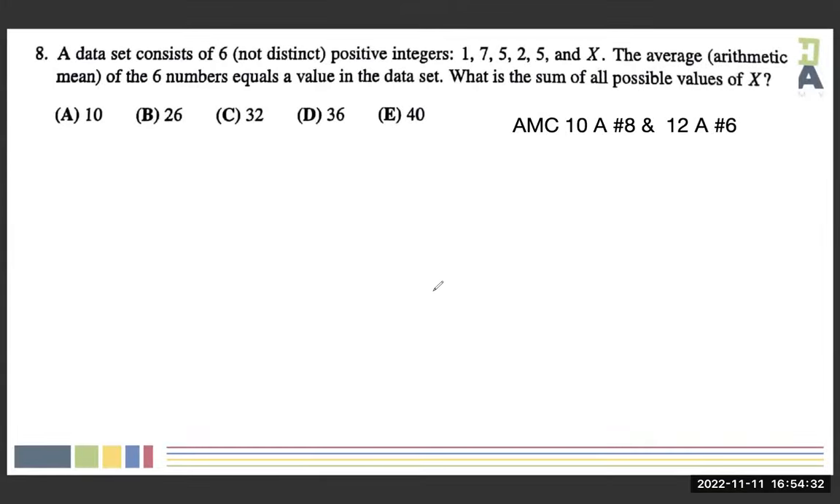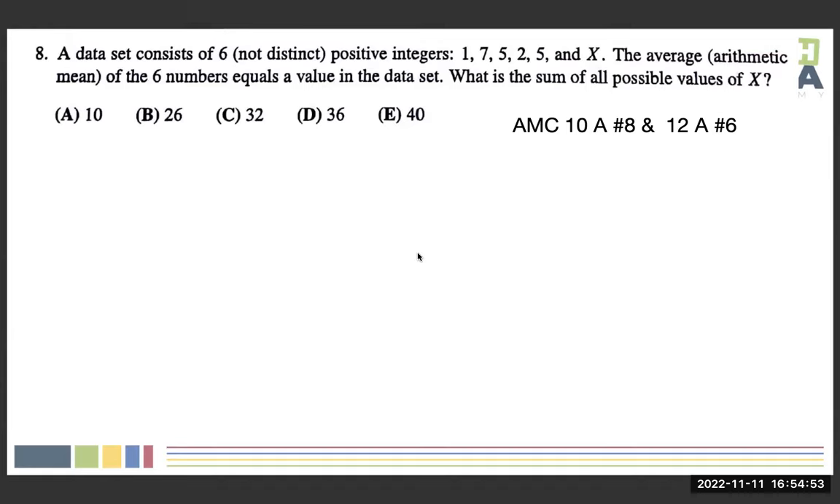All right, this is AMC 10A problem 8 and 12A problem 6. The data set consists of 6 not distinct positive integers. So they're not distinct. They can be the same. And also we have to keep in mind that they're positive integers. That's very important. 1, 7, 5, 2, 5, and x.